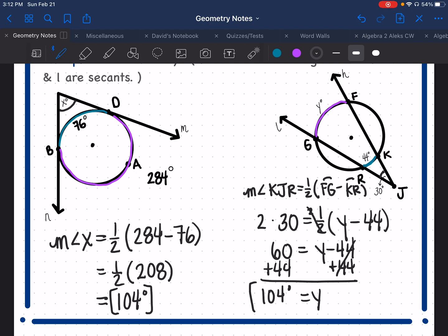Now, are they always going to be the same? No, it just happened this time.